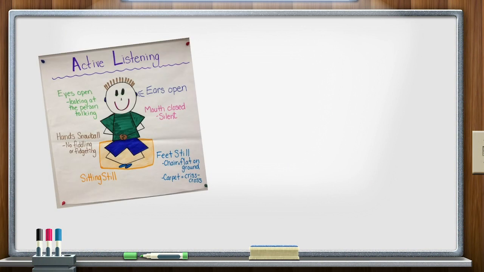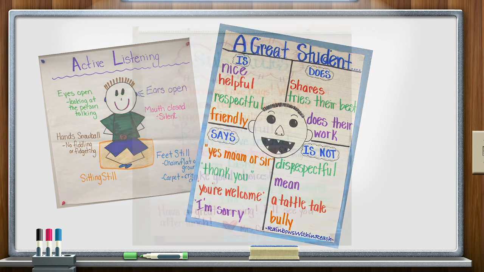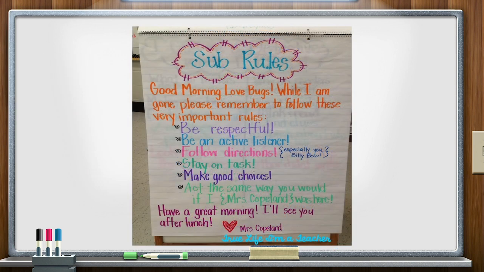For example, if we teach the anchor expectation of respecting oneself, that covers behaviors like being on time, staying on task, doing your best, and being prepared. It is far more likely that students will understand and remember these smaller rules when they are tied to larger anchor expectations.